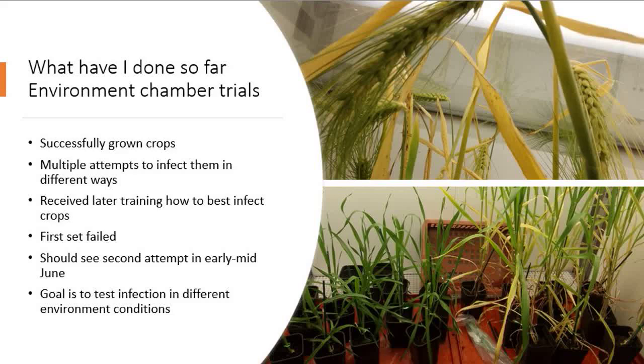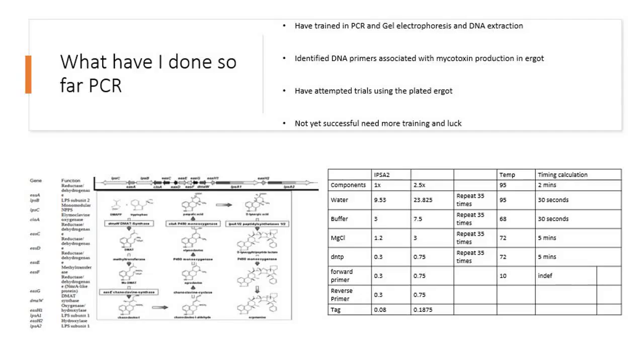The goal of these infection trials is to test infection in different environmental conditions such as light levels, color, temperature, and humidity levels, as there has been research on how these influence secondary metabolites, of which mycotoxins are a part, and their production. I have learned how to do fungal DNA extraction using a mixture of the Plant DNA Easy Kit along with chloroform, phenol, and a specialized plant buffer at the beginning to break down the cells before having it washed through.